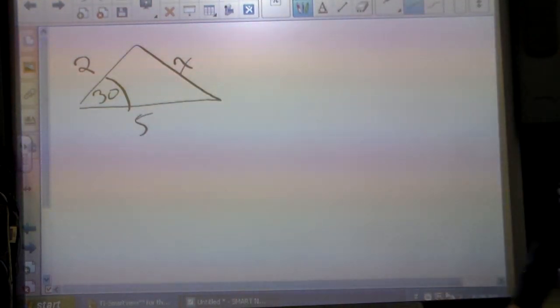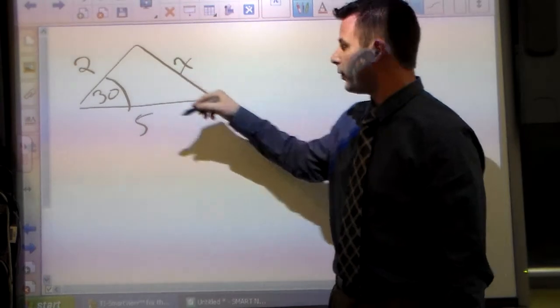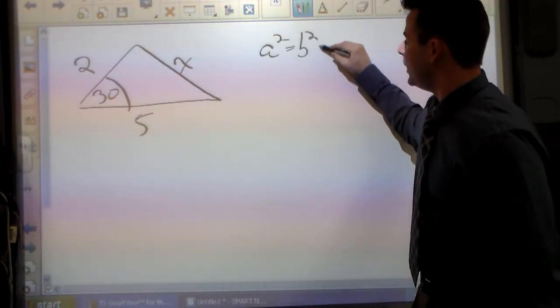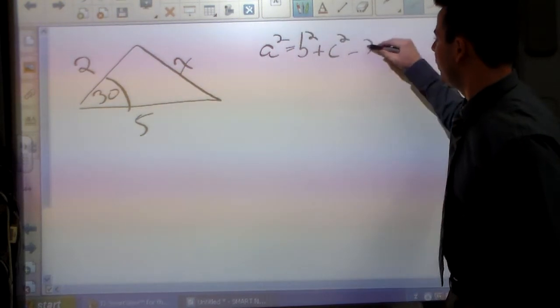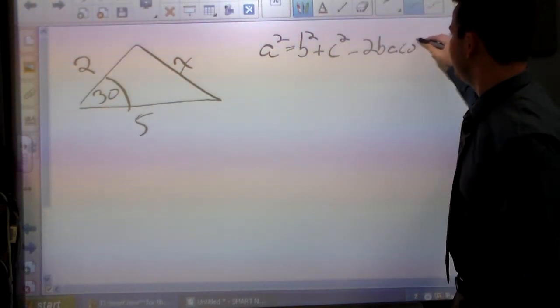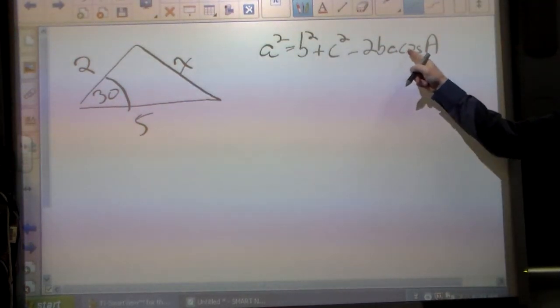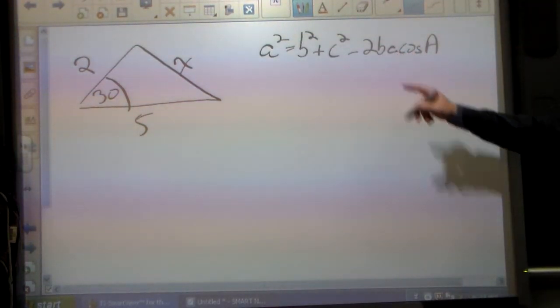So the law of cosines says the side that you're looking for, let's write the law of cosines first actually. a squared equals b squared plus c squared minus 2bc times the cosine of A. Notice the double c here. The c is for cosine and c for the side, so make sure you're writing both.